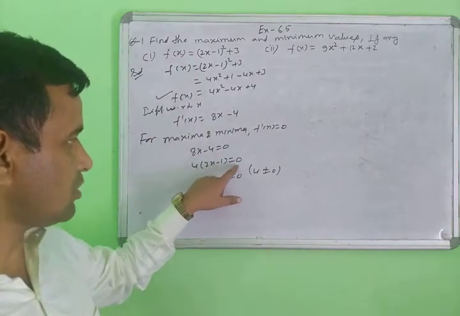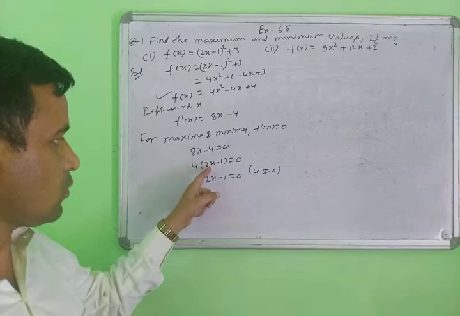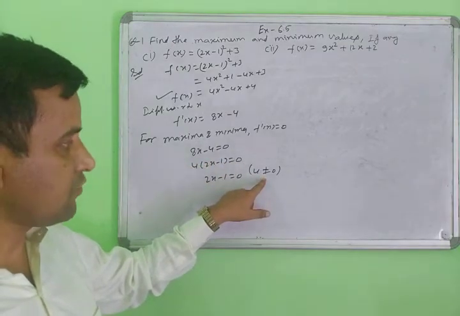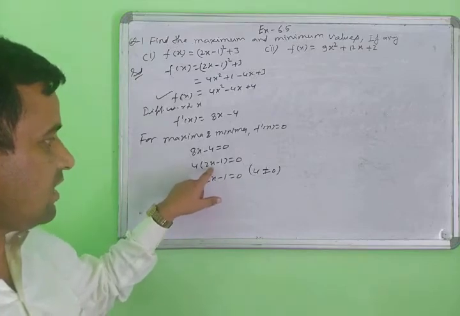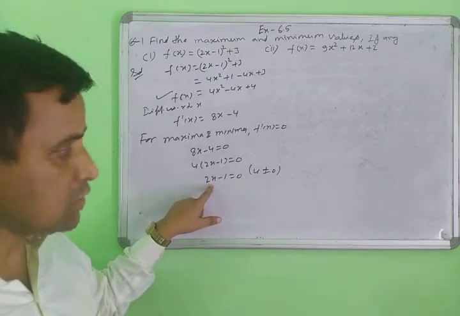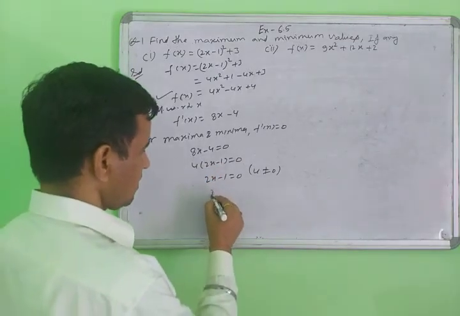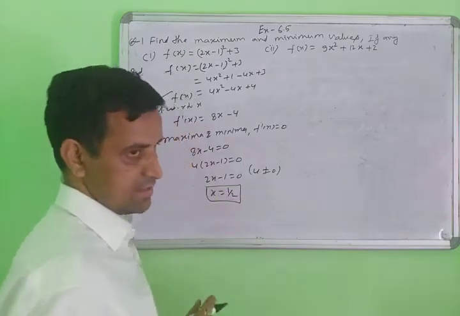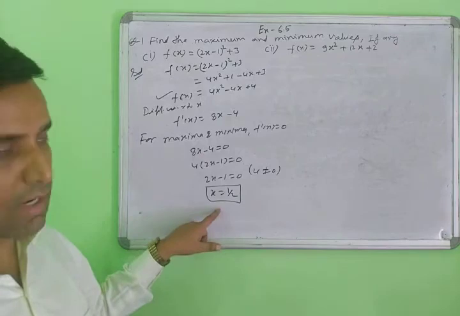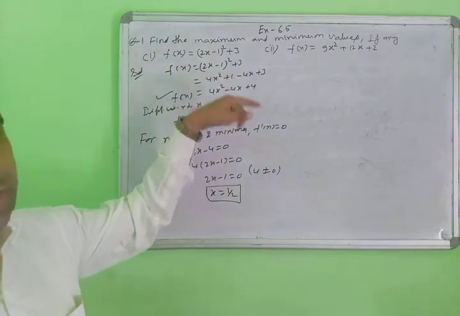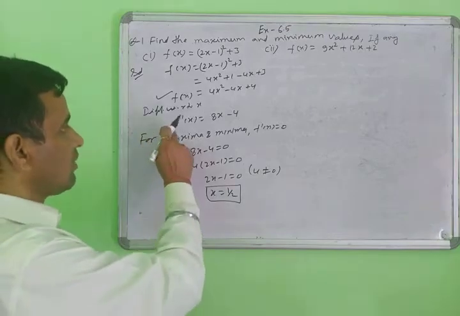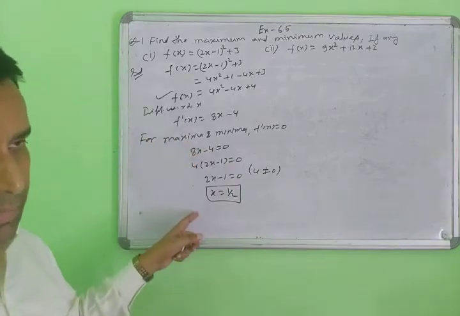Then 2x minus 1 equals 0, meaning the product of 4 and 2x minus 1 is 0. So 4 is not 0, it's not possible. 4 is the fixed number, a constant number. But then 2x minus 1 will be 0. So find the value of x here. This is equal to 1 by 2, and this is your critical point to find the value of maxima and minima. Second step work you have completed.